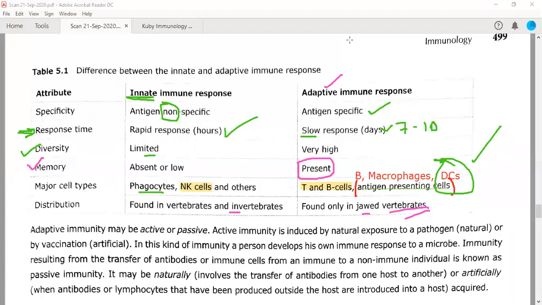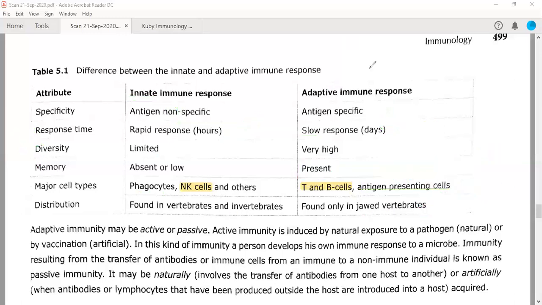All right. So these are some very basic differences between them, but you need to remember this, that memory response is shown by these adaptive immune responses, and they are shown by the higher vertebrates.